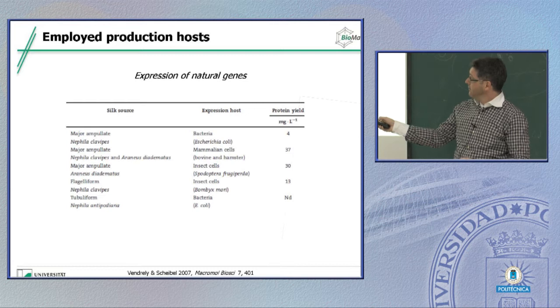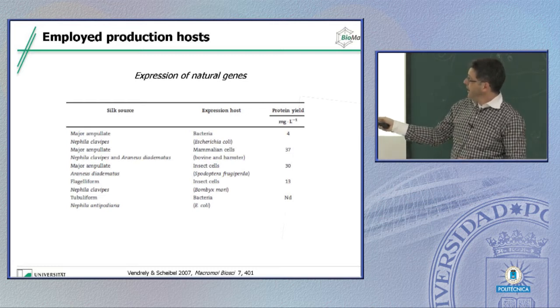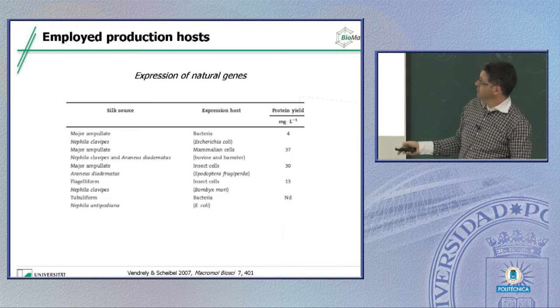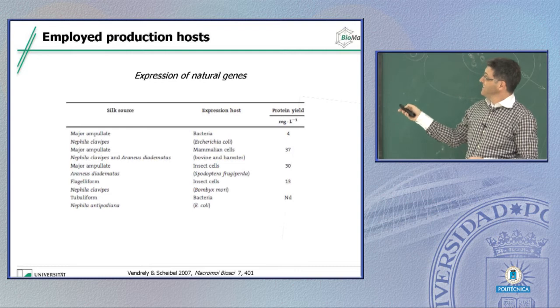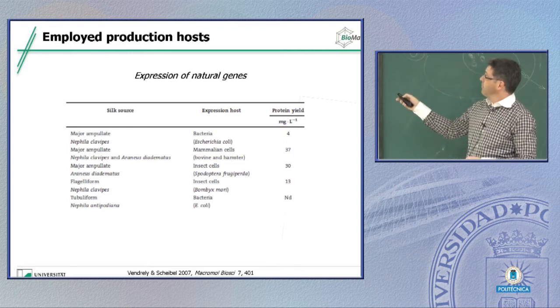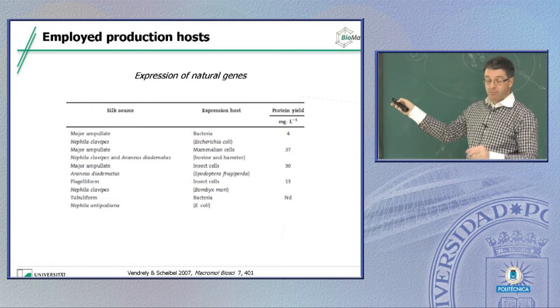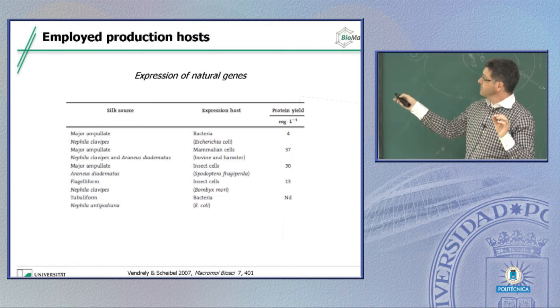There is a study on flagelliform. Well, this is probably our study. And one on tubuliform silk. And as you can see, the protein yields are not very high. Here we're talking about milligrams of protein purified out of a liter of cell culture.